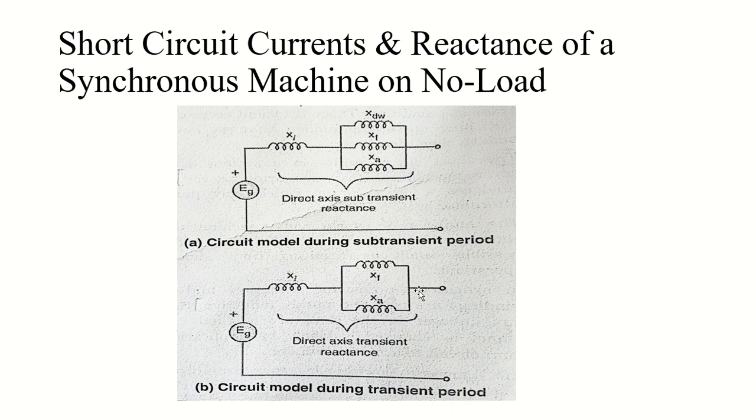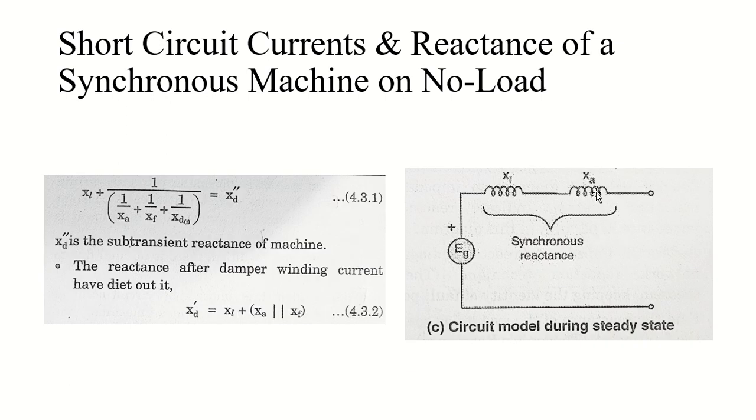So in the third stage, the first stage we will call subtransient, the second stage we will call transient, and the third stage will be steady state, of course. In the third stage shown here, xf will also go off, and we will be left with xa only, the armature reactance only, right?